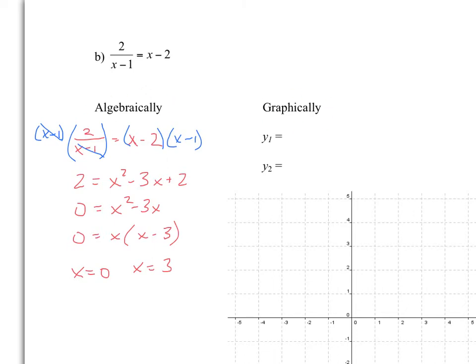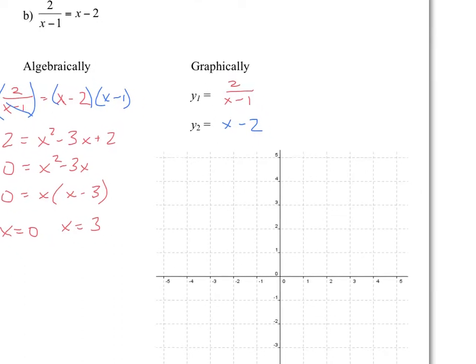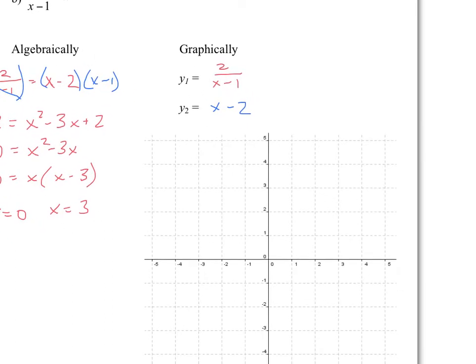Now graphically, again, I'm going to sketch it. I'm going to use the equations exactly as written. So I'm going to sketch 2 over x minus 1. I'll change colors for you guys this time. And we have y equals x minus 2. Okay, so let's sketch these. So first of all, let's sketch our 2 over x minus 1. Notice that it's divided by 0 at x equals 1. Therefore, that's where our asymptote's going to be. Right? X equals 1 is our asymptote.